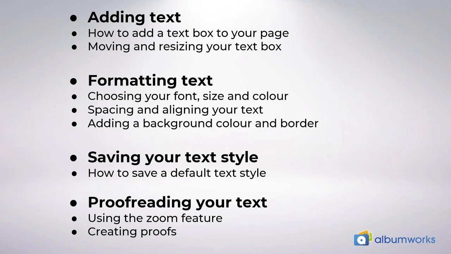So we've talked about adding text, how to add a text box to the page, and moving and resizing your text box. Formatting text, choosing your font size and color, spacing and aligning text, and adding a background color. I didn't talk about adding a border, but you can do it in the same way as you add a color to the box. Saving your text style, how to save a default text style, and then proofreading by using the Zoom feature or creating proofs.